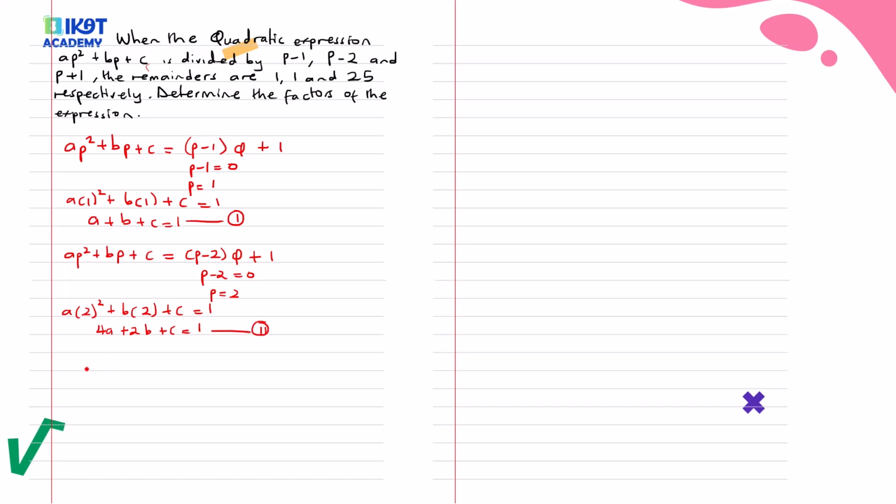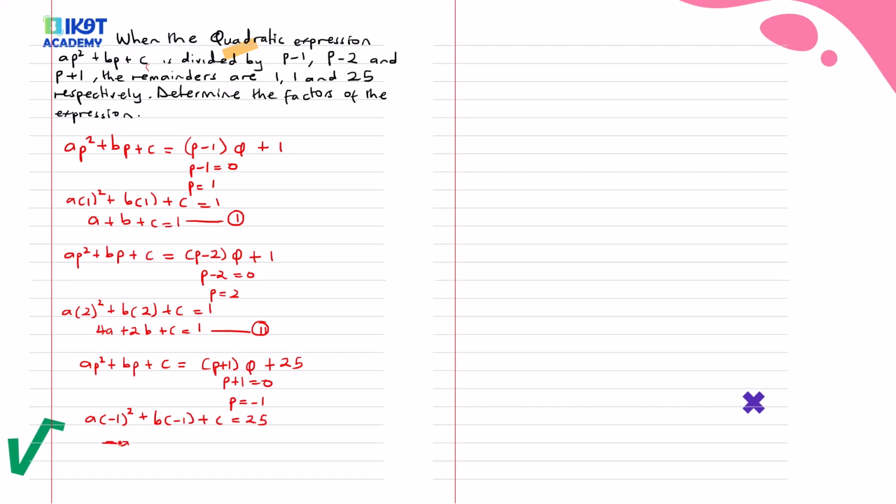Then now the third one is the same equation, but this time when it's divided by p plus 1. What's the remainder? 25. So p plus 1 is 0. p is equals to -1. So this is a into -1 squared plus c is equals to 25.